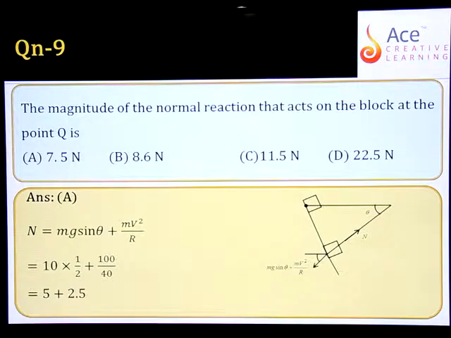The next one is the paragraph type questions. Going to the first one, they want the magnitude of the normal reaction that acts on the block. The correct option is A. Use NLM. We get the normal force is mg sin theta plus m v squared by r. From the next problem, you can find out that V is 10. And when you substitute the particular values, you get normal force to be 7.5.